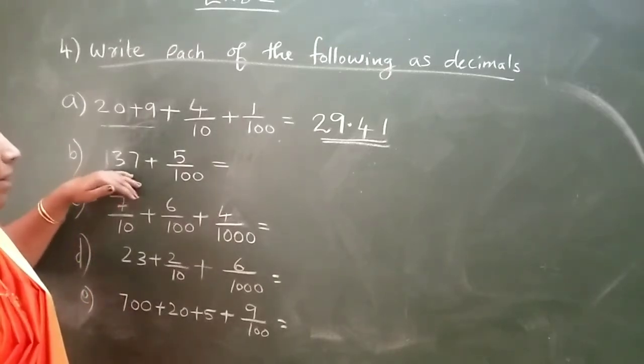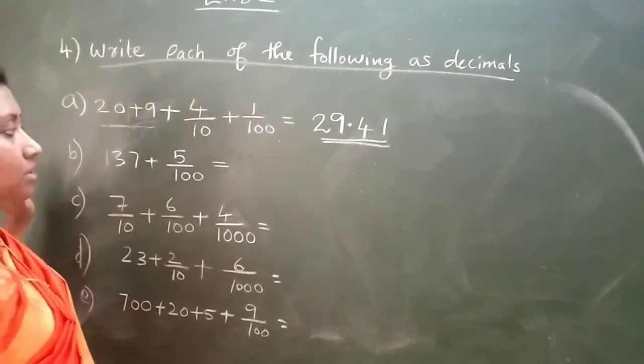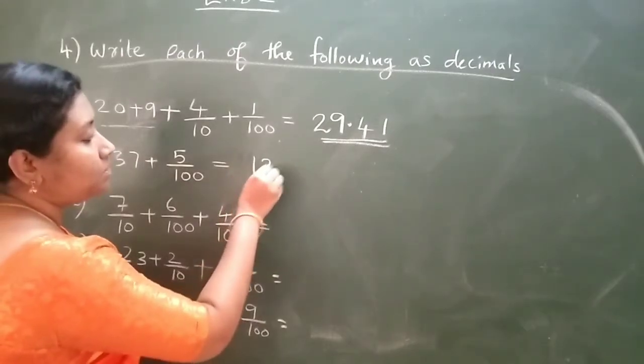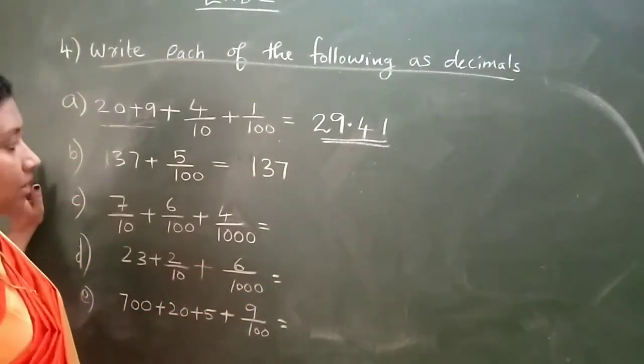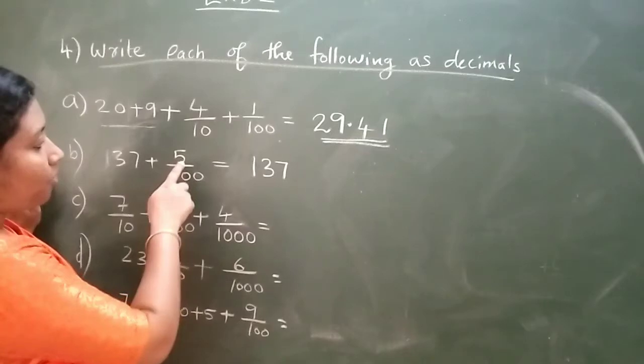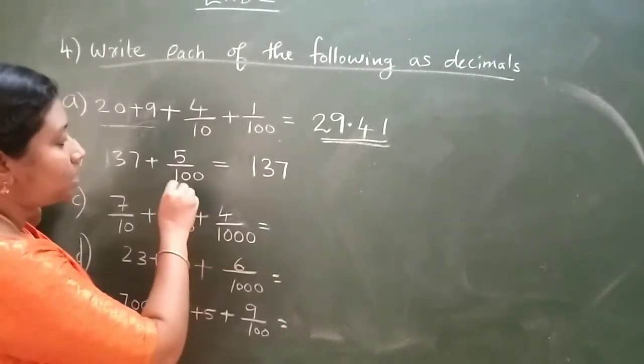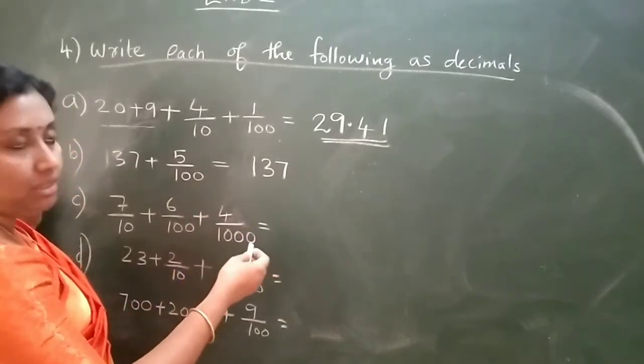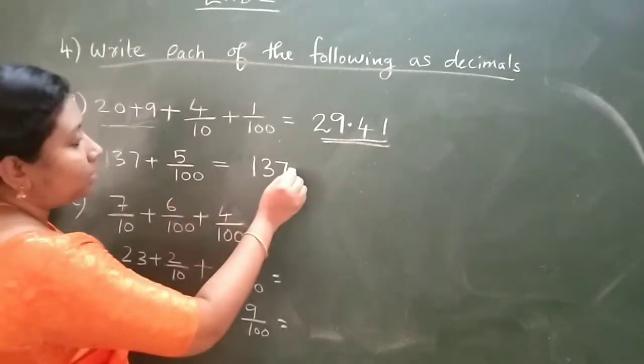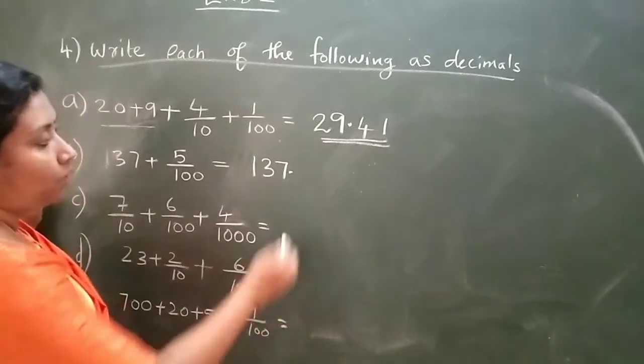Okay. Then your second question, 137 plus 5 by 100. This is the whole number part. There is no expanded form, just given that whole number part, that is 137. Then next is 5 by 100. That is the decimal number. Denominator 10, 100 like that. That is the decimal number. Here you put one decimal dot.